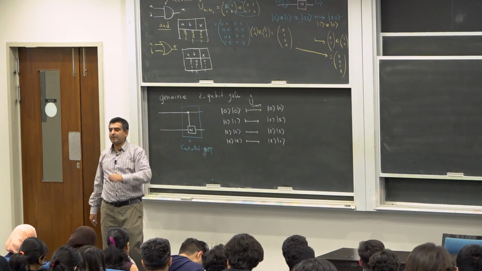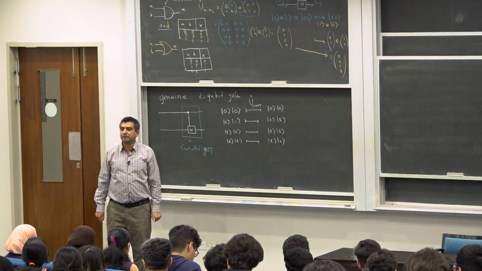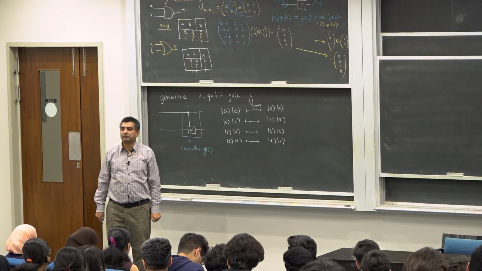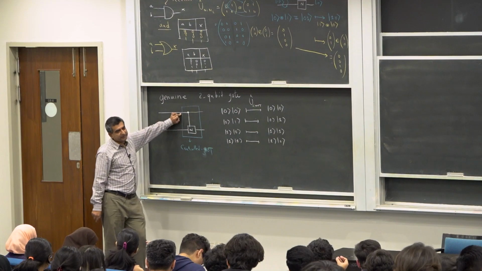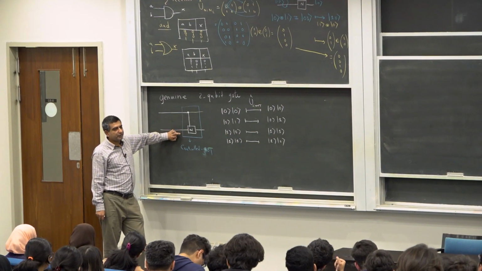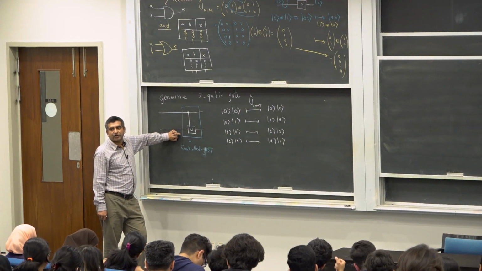Yes, please? Sir, I didn't get this part. So the NOT gate is controlling the output, like in the first wire. The first wire, the first quantum state, is controlling whether you want to apply a NOT gate on the second qubit or not.